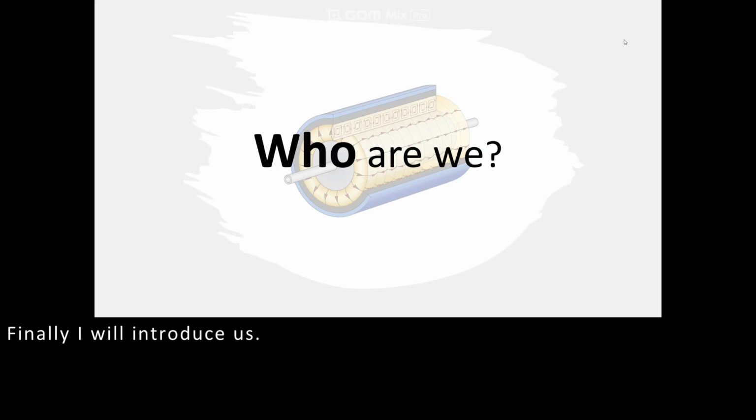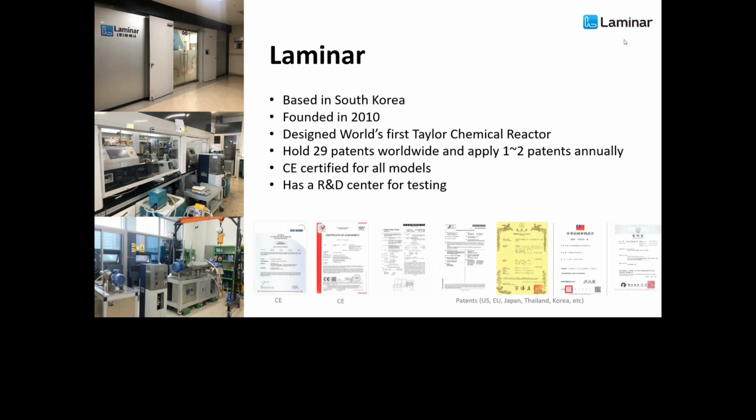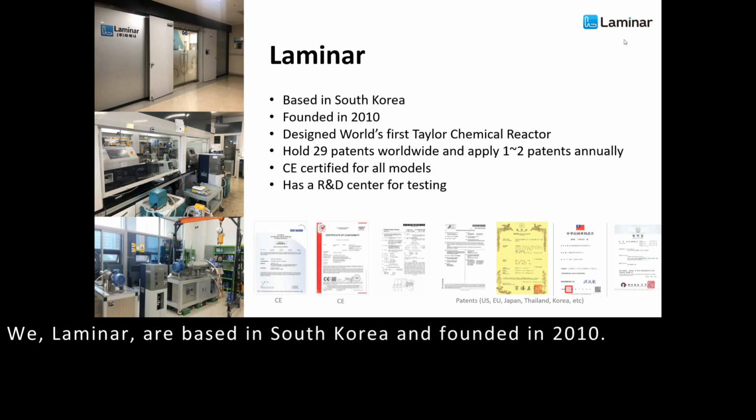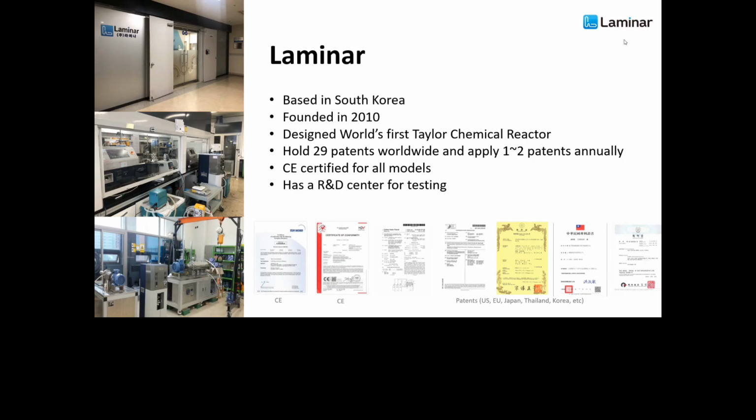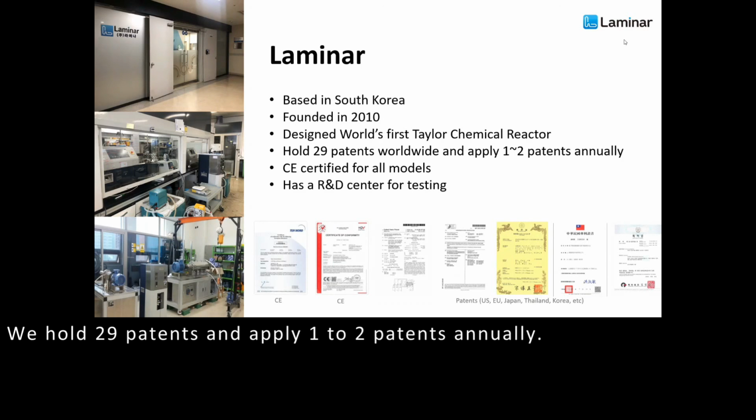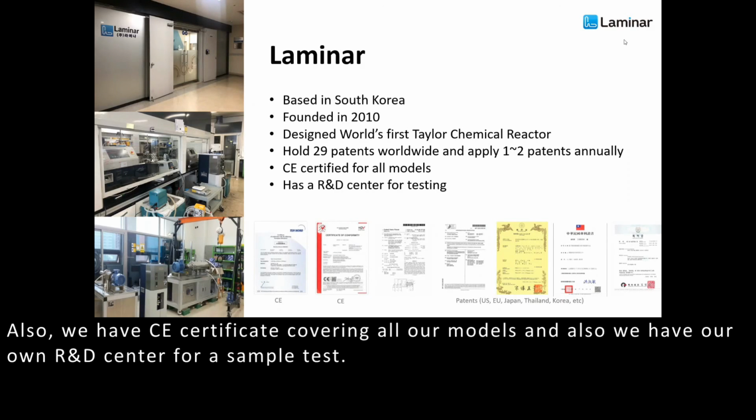Finally, I will introduce us. We, Lamina, are based in South Korea and were founded in 2010. We are the world's first company to design, manufacture, and commercialize a chemical reactor utilizing Taylor flow. We hold 29 patents and apply for 1 to 2 patents annually. Also, we have a CE certificate covering all our models, and we have our own R&D center for the sample test.